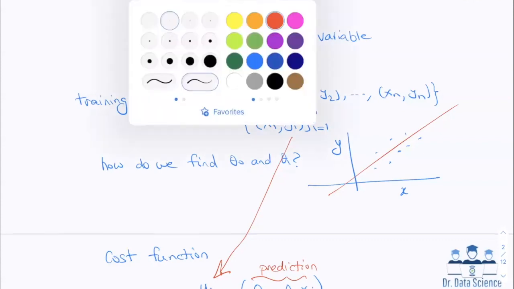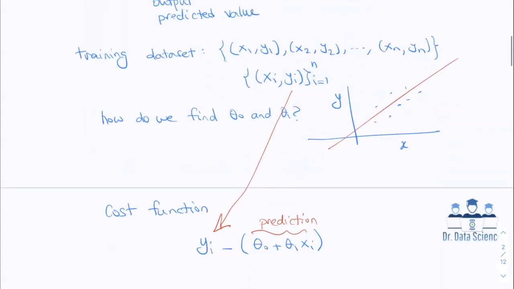So now we can subtract these two terms. And we take it to the power of 2 because we want to make sure that all the error terms are positive. If we don't raise this to the power of 2, then some error values are positive and some are negative, and they can cancel each other. And obviously, we don't want to do that. So that's why we take this to the power of 2.